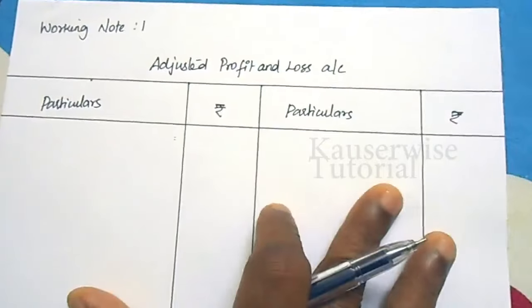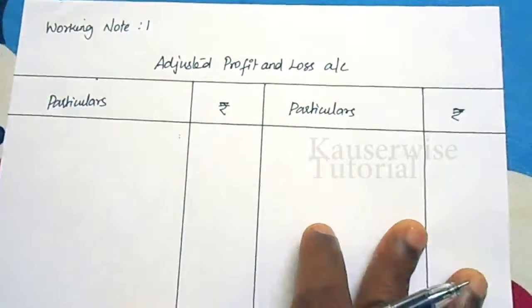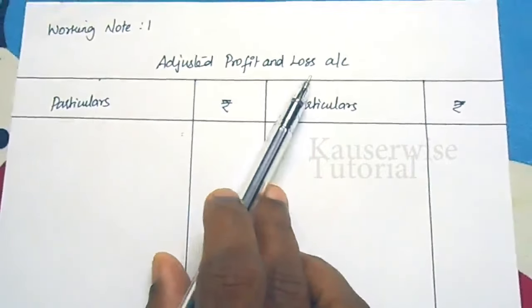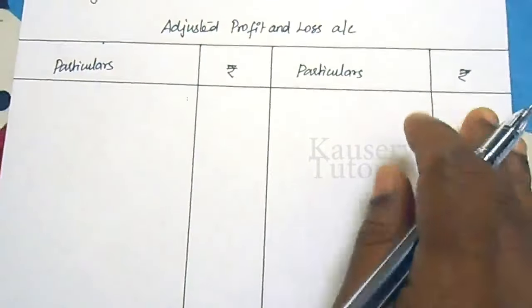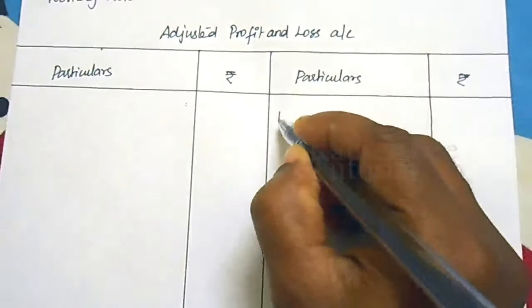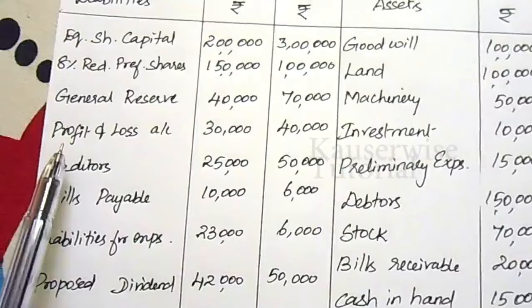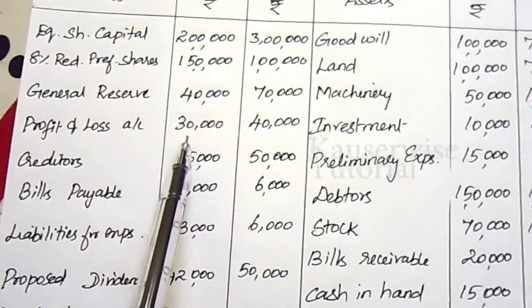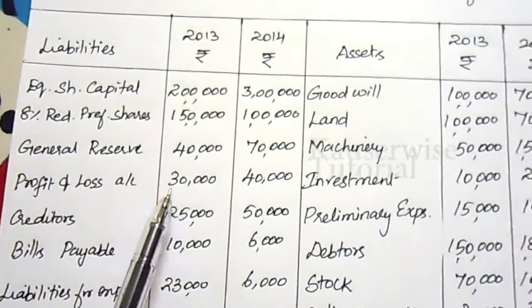So here I am going to follow the adjusted profit and loss account to find out the fund from operation. In the adjusted profit and loss account, you have to enter the opening balance and closing balance. So the opening balance will be on the credit side, by balance brought down. Profit and loss account opening balance 30,000. It is under liability, no? So liability always shows a credit balance.